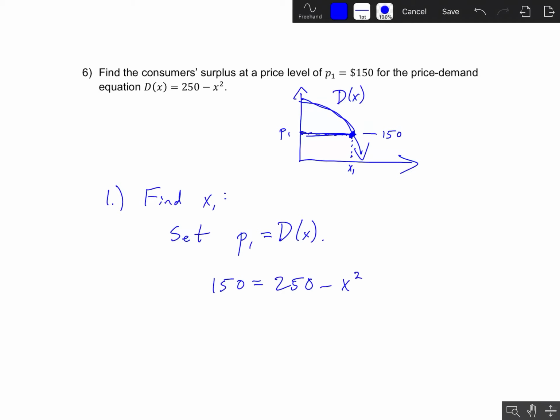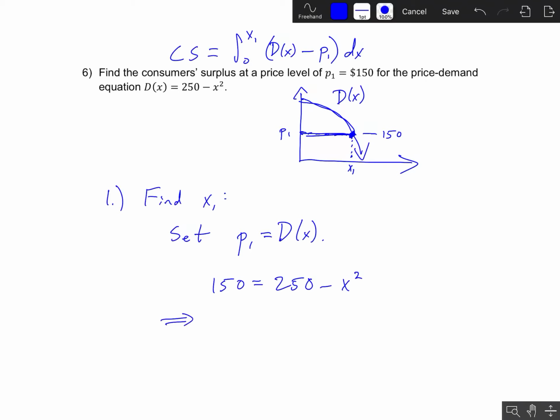That's important because remember, we're using the formula that says the consumer's surplus is the integral from 0 to x1 of d of x, the demand, minus P1. So we're taking the demand curve minus the equilibrium price and integrating it. But in order to apply this formula, we need to know what this x1 is. That's why this is our first step.